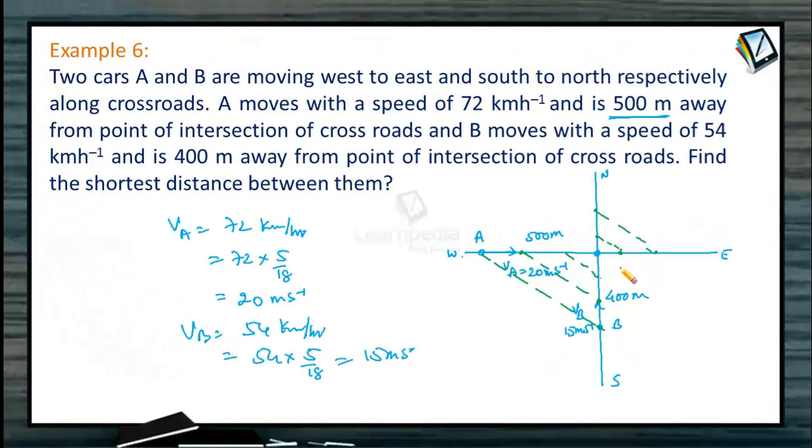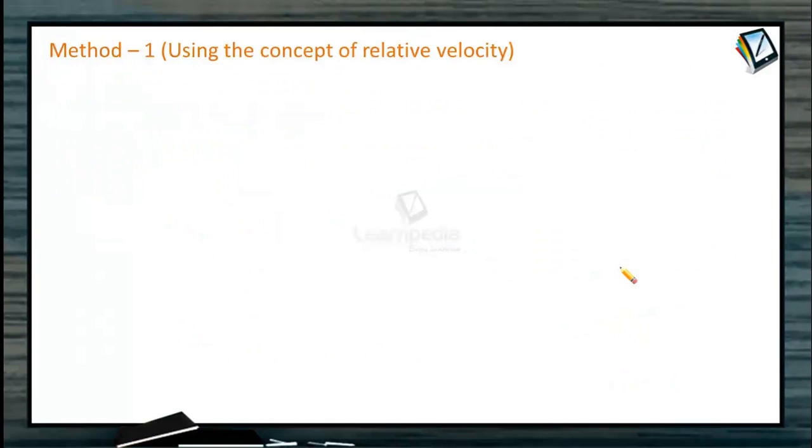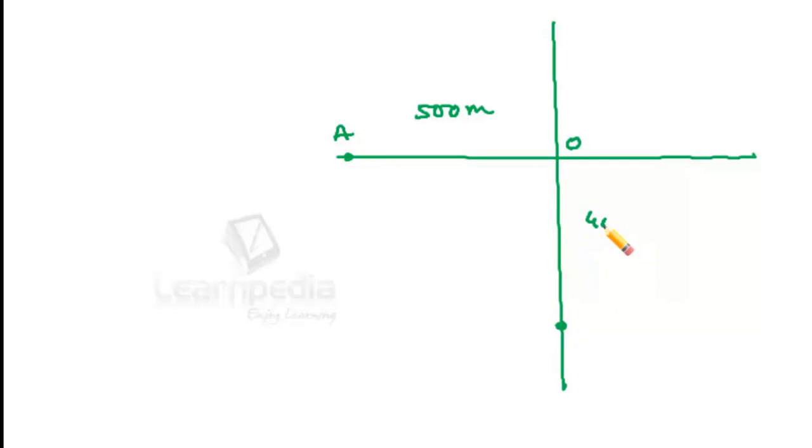So we can do this problem by two methods. Method 1, using the concept of relative velocity. So for that, let us draw the figure again. Now we know what the problem is, so it is easy for us to take relative velocity and work it out. This is the intersection point, point O. A is at this point. This distance is 500 meter. Let us take B at this point. This distance is 400 meter. This speed is 20. Now one of them we bring here. Say B is at rest. This speed is 15.